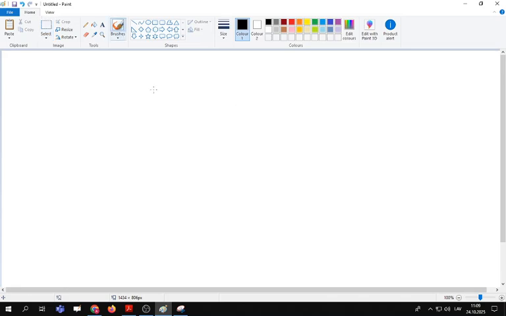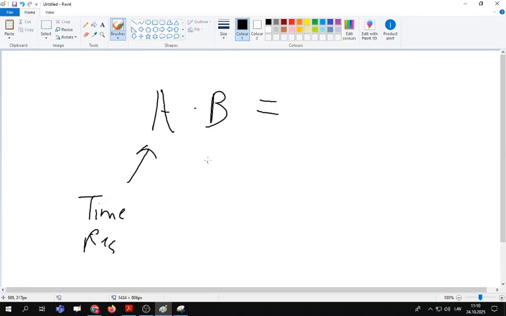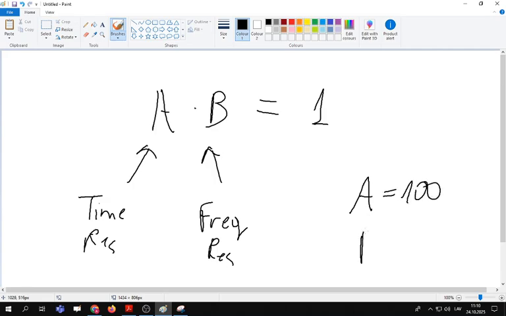Okay. So you have some number A, some number B, and basically A is the time resolution, B is the frequency resolution. And the Heisenberg principle says that A multiplied by B can only be 1, nothing more. So if you want better time resolution, that means A will be higher, 100, then you have to have worse frequency resolution for them to multiply together into the 1. That's the constant limitation.